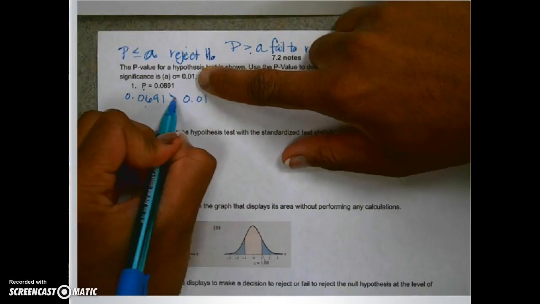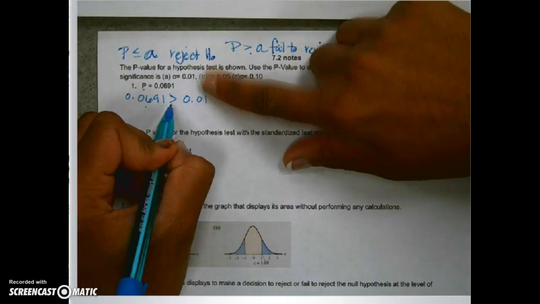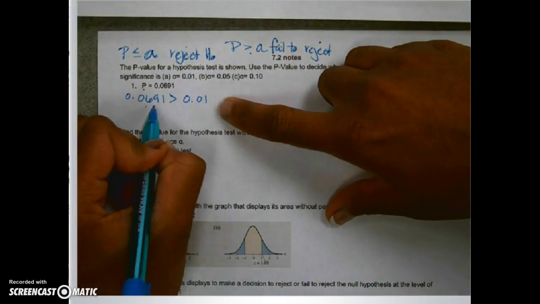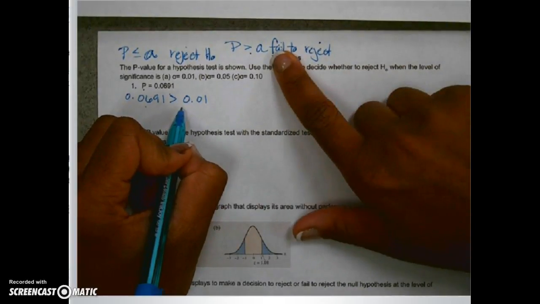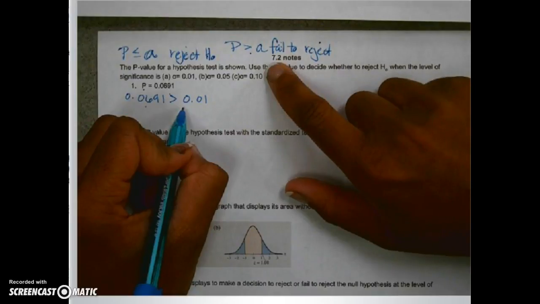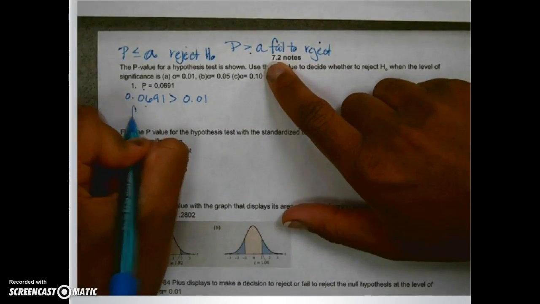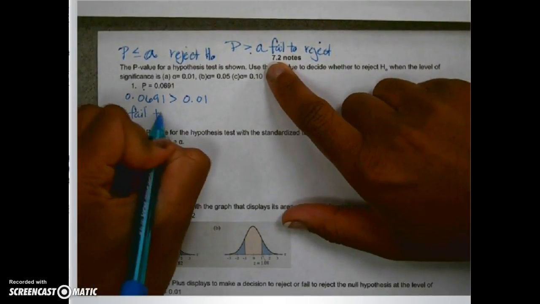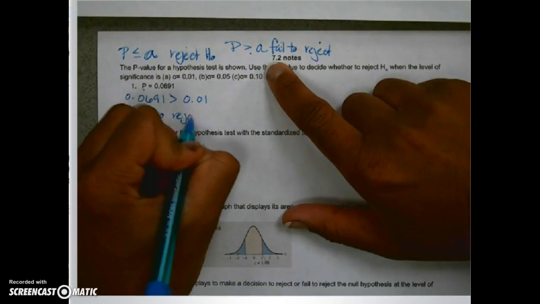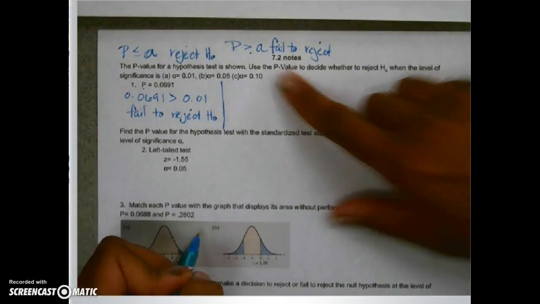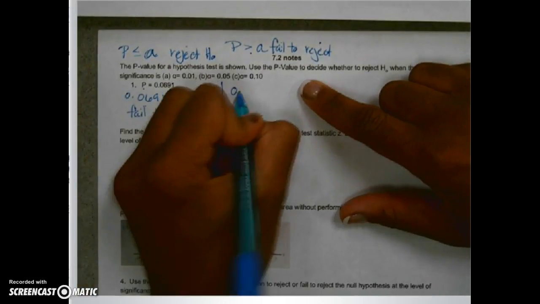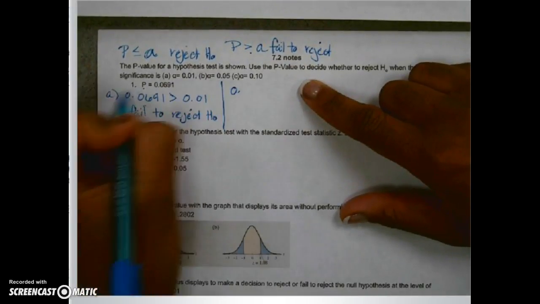So one thing I always do is remember that my arrow should point to the smaller number. Right now it's pointing to the smaller number, and so this is this category right here, because the p is greater than alpha. So I'm going to fail to reject the null.